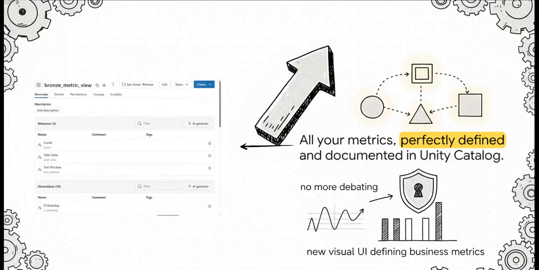And this right here is the final result. Once you're all done, you get this beautiful, clean overview right inside Unity Catalog. Now everyone can see the measures, the dimensions, all of it. This becomes the single source of truth for your most important numbers. No more debates about what total sales actually means.